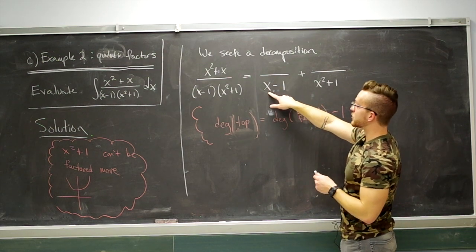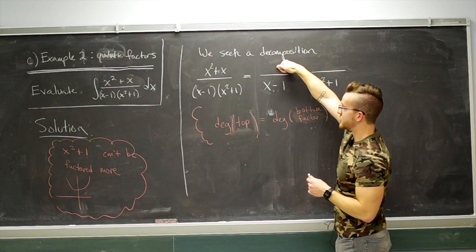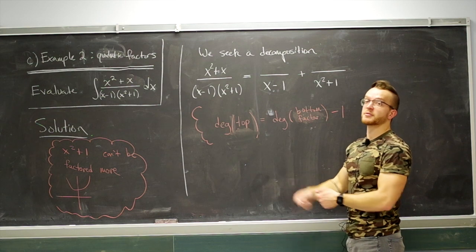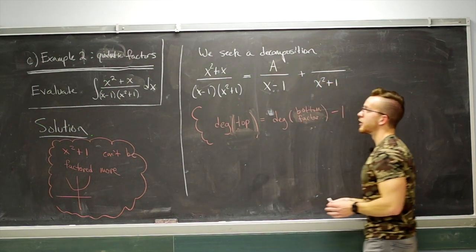Here, like in the previous example, the degree is 1. So the unknown expression that goes up top here should be degree 0. A degree 0 thing is just a constant. So just like before, I put an unknown constant there.